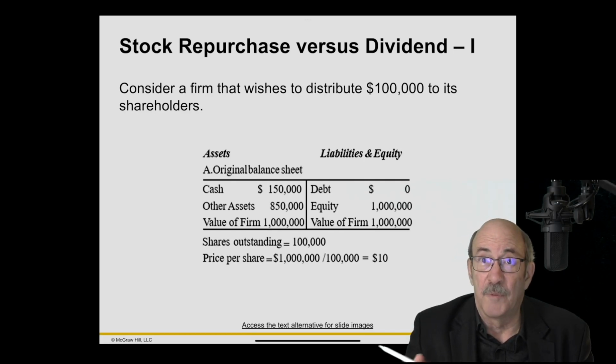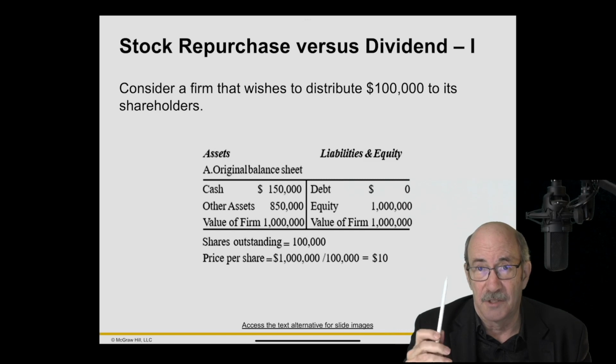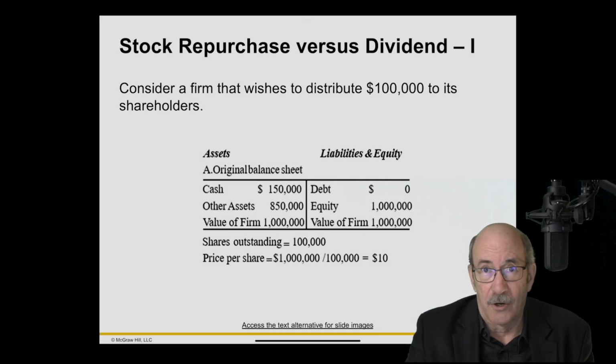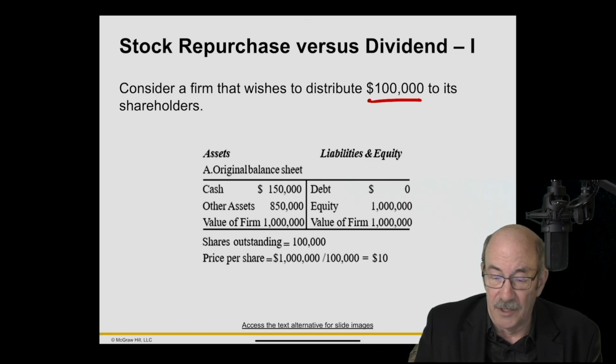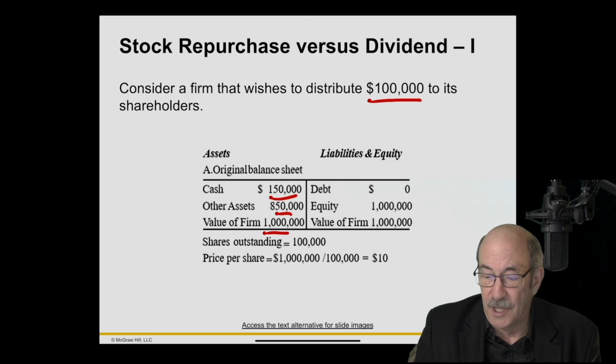If we look at repurchases vis-a-vis dividends, let's take a look at the impact on the balance sheet, because it does change. It's different depending upon which one of these things we do. No matter the fact that we make the same amount of payment out to our shareholders, it does have an impact on the balance sheet. So let's start with a firm that has $150,000 in cash, $850,000 in other assets, and a total asset base of $1 million. It has no debt, so this is an all-equity firm, and so the equity makes up $1 million. There are 100,000 shares outstanding, so the price per share is $10.